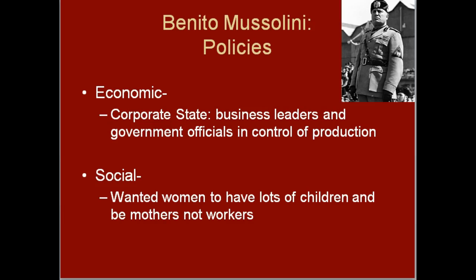Socially, Mussolini is interesting in that he wants women to have lots of children and produce soldiers for the state. So women are expected to be mothers, not workers, so they can focus on raising children to be good Italians and good soldiers for Italy in the future.